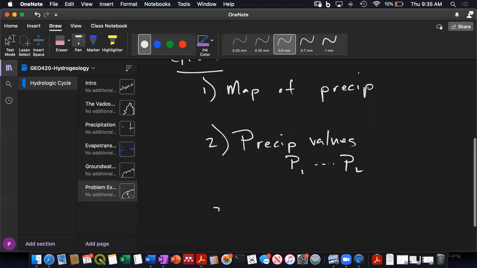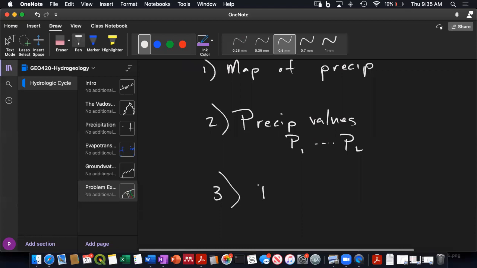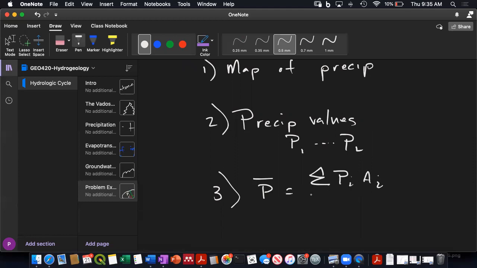What's another important piece here? Well, that formula for the Tyson weighted area average, P_av is equal to the sum of P sub I, A sub I. All right, so this is my basic equation. I've said I've been given these precip values. I've been given this map. No, you can just point to the map, but you've been given the precip values.